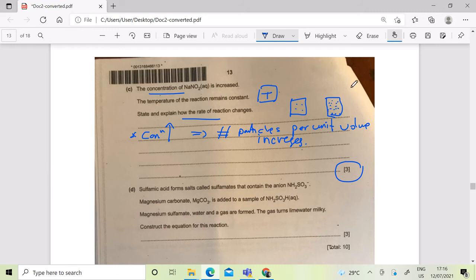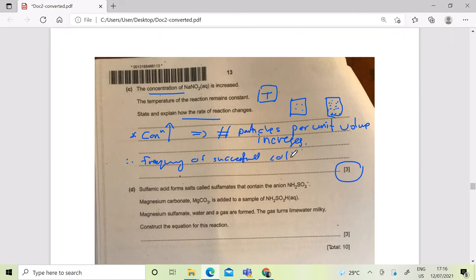When the number of particles increases, you can have many collisions per unit time. Therefore, the frequency of successful collisions, that means the number of successful collisions, increases, therefore the rate increases. There will be more collisions basically because there are more particles, so 3 marks.